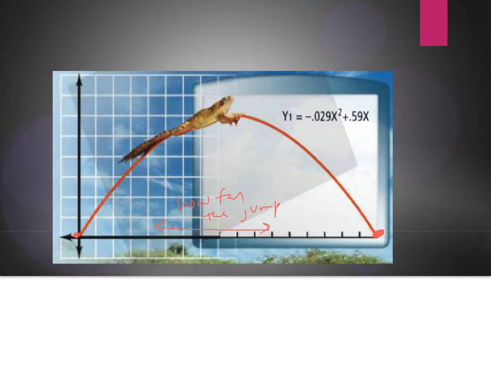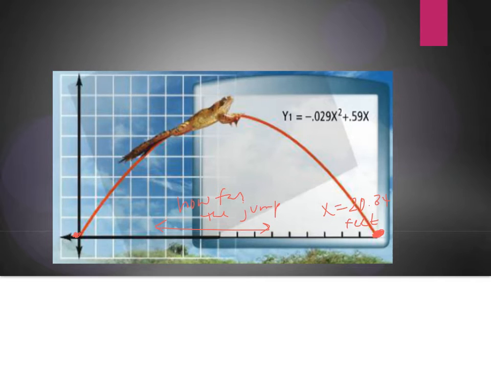We want to know the x value at the end. And once we find that x value, it will tell us that x equals 20.34. And specifically, it should be 20.34 feet. So the frog jumped 20.34 feet. Okay, let's look at the next question.